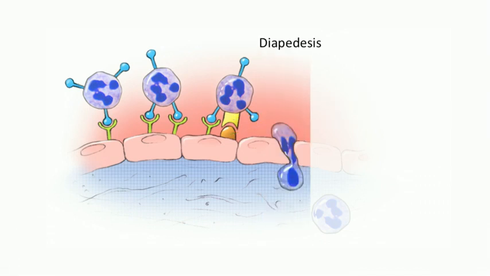Step 3 is diapedesis, where the leukocyte works its way between endothelial cells and escapes the blood vessel. So PECAM1 is the molecule involved here.